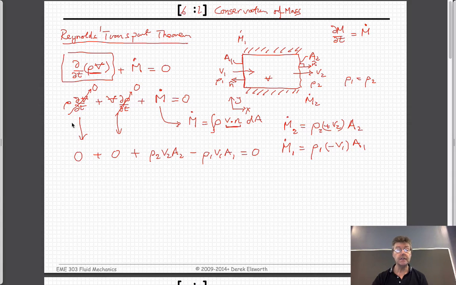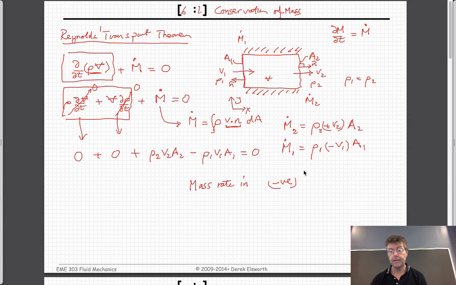And we have to equate this accumulation term with how much goes in versus how much goes out. The rule of thumb for this is that if mass rate is in, then it's negative. This is mass rate in. This is the dot product, which is going in here. It's opposite to this, and therefore it's negative. If the mass rate is out, it's the opposite.